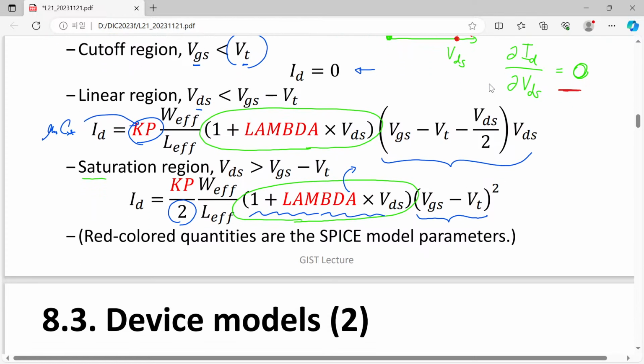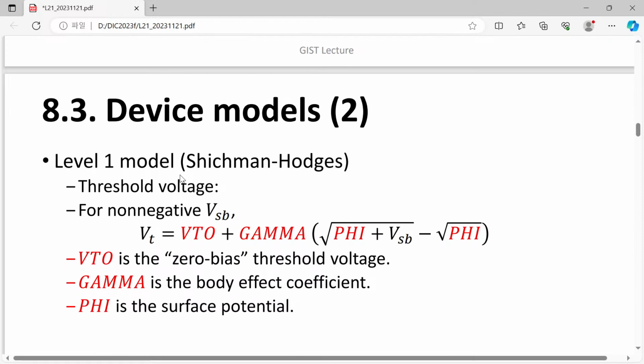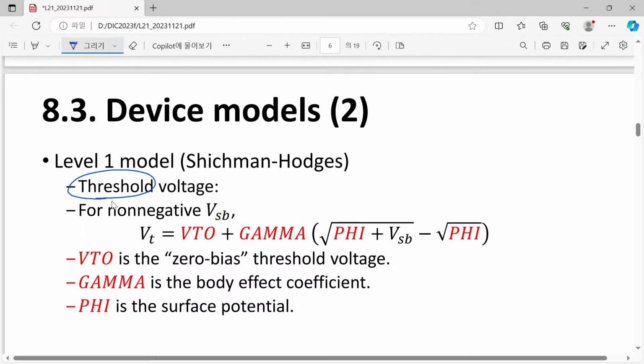So now let's go to the other part. Of course, here we have to specify the threshold voltage. Then who determines the threshold voltage? Yes, we can define the threshold voltage at 0 substrate bias. So this is the parameter we can specify. And also the so-called surface potential can be specified, and this gamma factor is also another parameter.